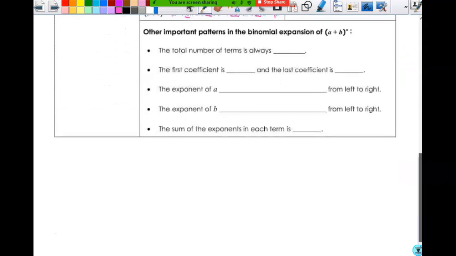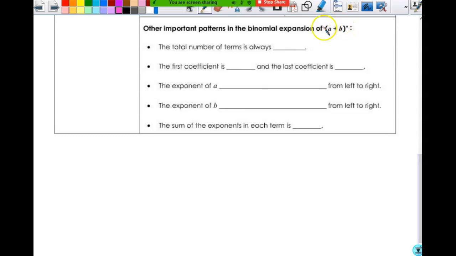All right, so let's talk a little bit more about how we're going to use this binomial expansion. So if I have a plus b to the nth power, then the total number of terms, once you expand it, you want to make sure that you have as many as you're supposed to, that's always n plus 1. The first coefficient is always 1, and the last coefficient is always 1, because each row starts and ends with a 1. The exponent of a, or whatever your first term in the binomial is, decreases from left to right, and the exponent of b, or whatever that second term is, increases from left to right. And then the sum of the exponents in each term is always n. So it's going to make writing this stuff out super easy.